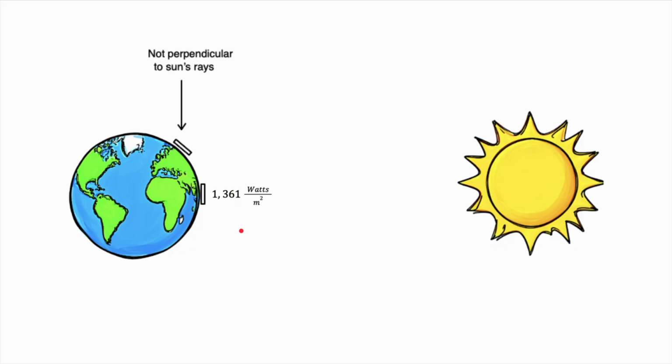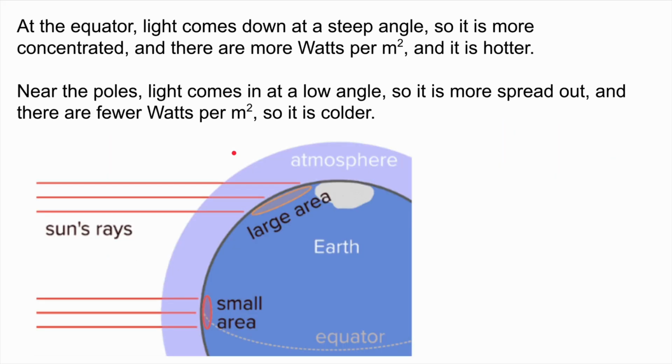So what I'd find is, instead of getting 1361 watts per square meter, I'm going to get about half as much. So there's less light energy arriving here because it's spread out over a greater area, like I showed you with that flashlight. What this tells us then is at the equator, light comes down at a steeper angle, so its rays are concentrated in a smaller area, and that tends to make it hotter because there's more energy getting converted to heat per unit of surface area.